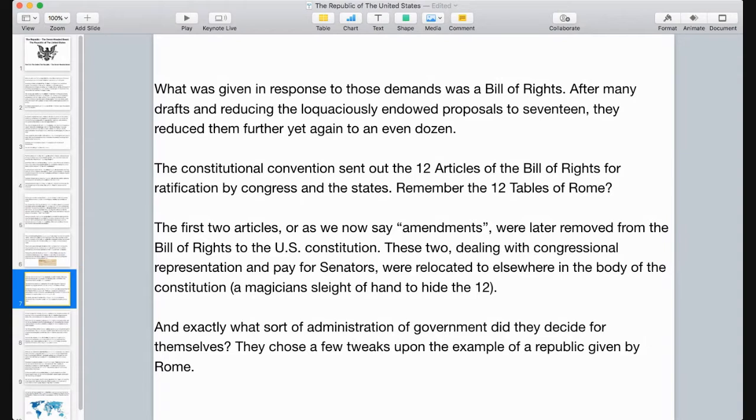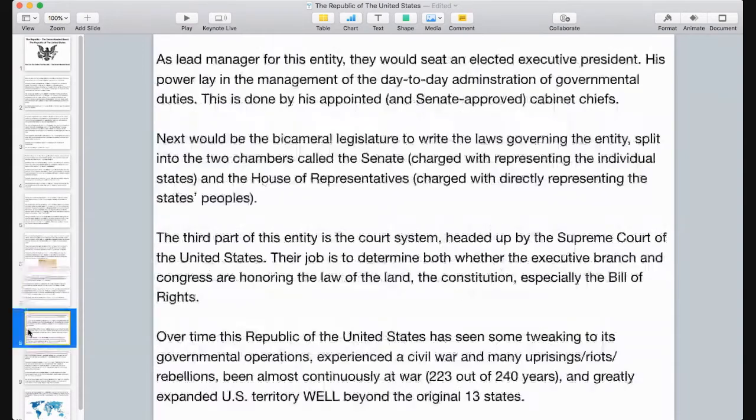And exactly what sort of administration of government did they decide for themselves? They chose a few tweaks upon the example of a republic given by Rome. As lead manager for this entity, they would seat an elected executive president. His power lay in the management of the day-to-day administration of governmental duties. This is done by his appointed and Senate-approved cabinet chiefs.